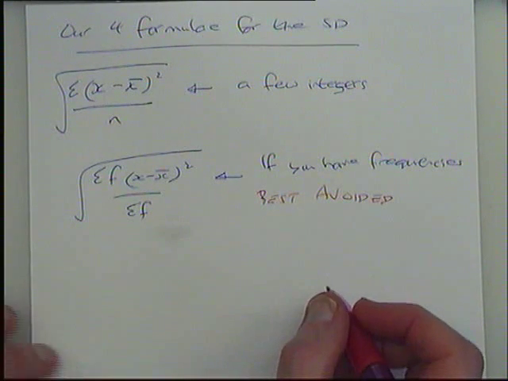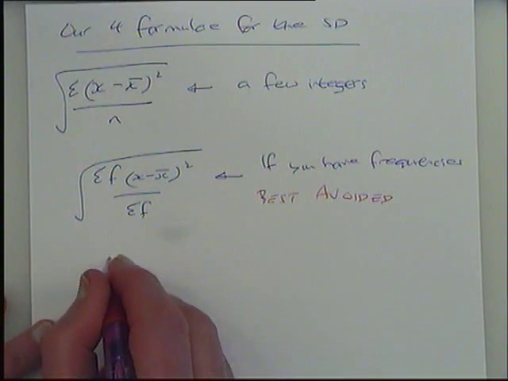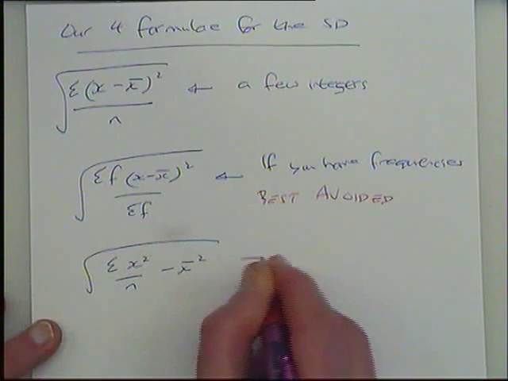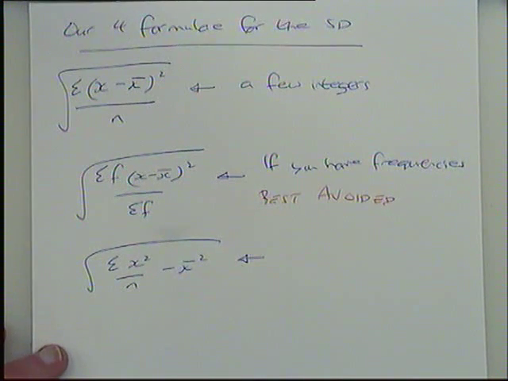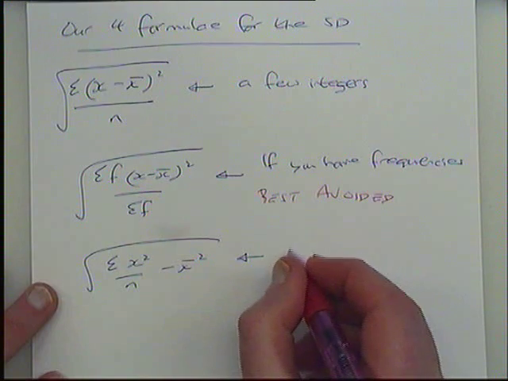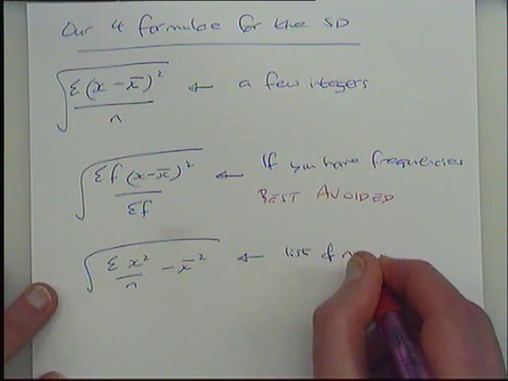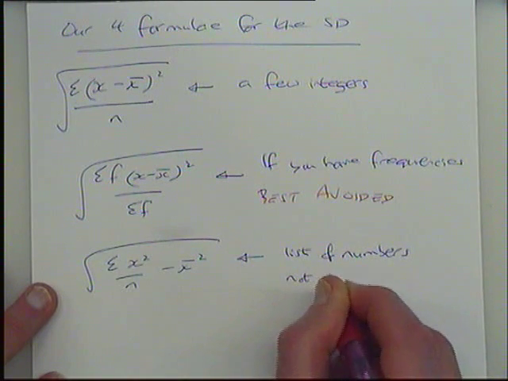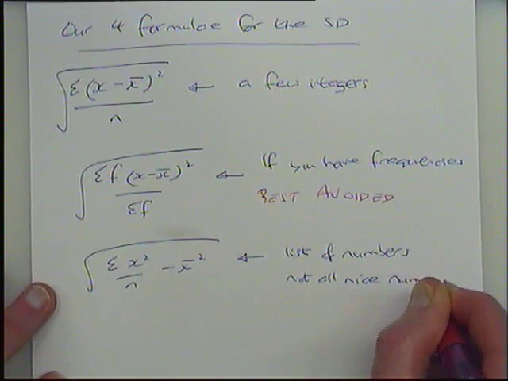Then we had one which I didn't tell you where it comes from. I said you can look in the book if you want to. And that was sigma x squared over n minus x bar squared, square rooted. When would we not use that one? What's missing from that formula? Yeah, we wouldn't use it if we had frequencies. So if you had a list of numbers where they're not all nice numbers, that's probably the easiest one to use.